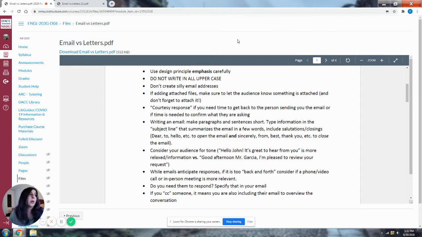Consider your audience for tone. Again, overall, they're formal, but maybe if it's a friend, it's okay. If it's a former colleague of equal status and nobody else is really looking at the email, of course, you don't want to be informal in the language, but your tone could be a little less formal. Informal tone would be something like, hello, John, it's great to hear from you. It's welcoming, it's still polite, but it's a little informal.